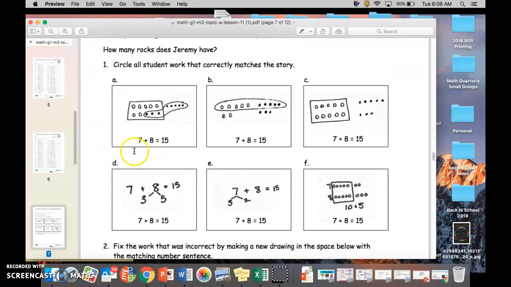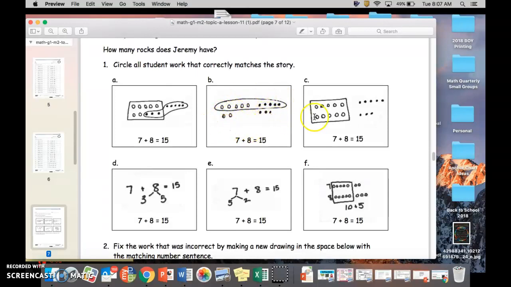So if I look, I see 7 plus 8 equals 15 in each one of these, which means I'm going to have to take a closer look at the pictures, right? So in this picture, I see 7, and I see they circled 8, even though they made their 10 here. In this picture, I see 5 and 5, so here's the 10 that they made, and then there are 5 left over.